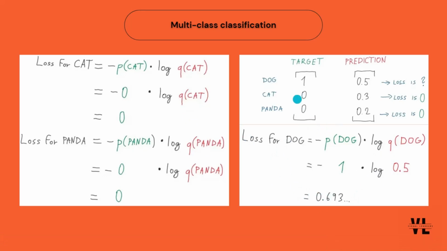But for the rest of the classes, we have already mentioned that if the target is 0, then the loss is also going to be 0. So it doesn't matter what the probability is for each of the classes. The loss is always going to be 0. So for both cases, the loss is going to be 0. But for the case of the dog, it's going to be 0.693.